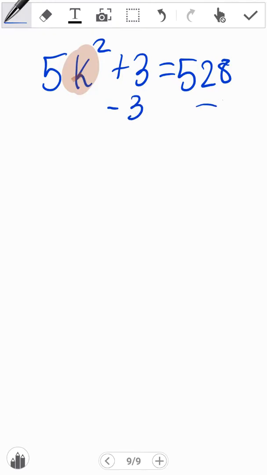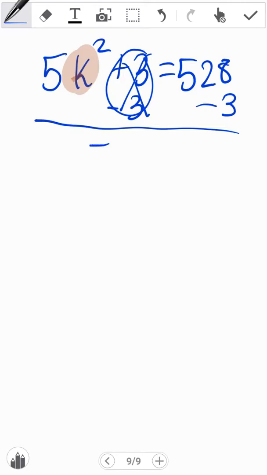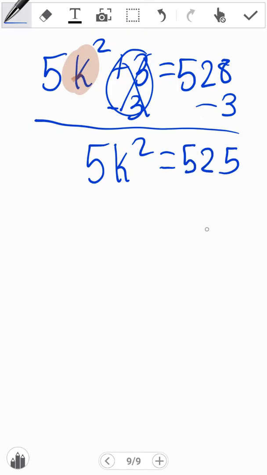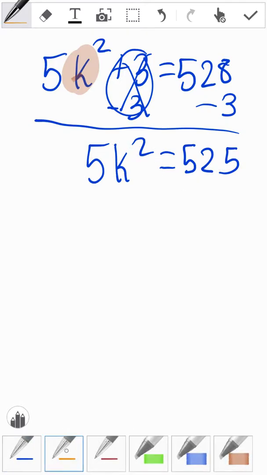So I'm going to minus 3 from both sides. So that's going to cancel out. So I'm left with 5k squared equals 8 minus 3, which is 5. Nothing to do with the 5 and the 2, so we bring them down. So we have 525. Now I have a single term, and I'm going to isolate that term.